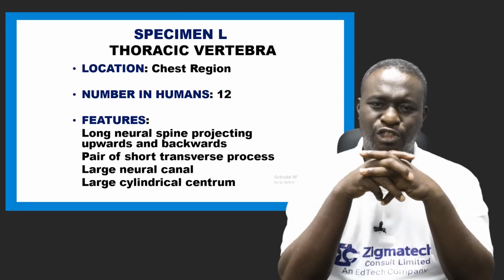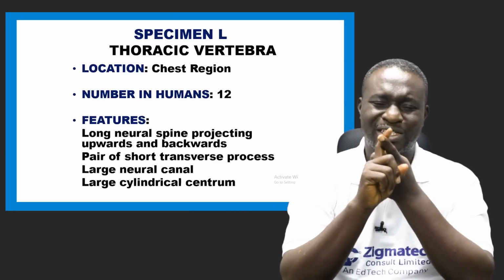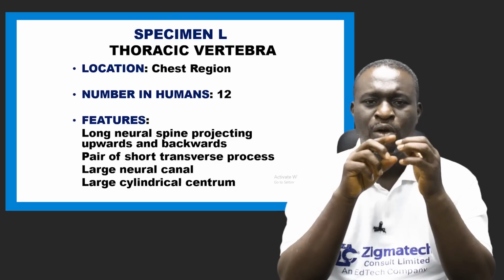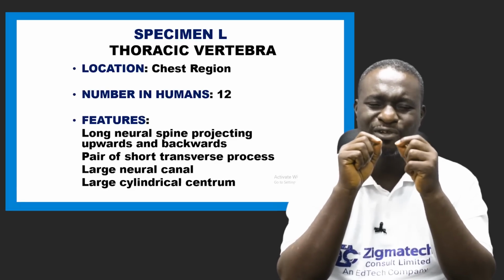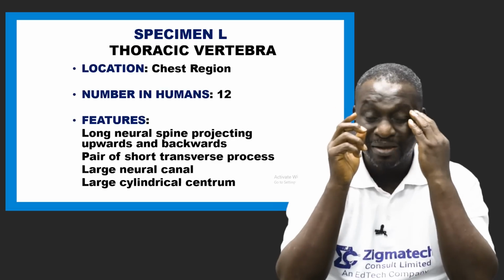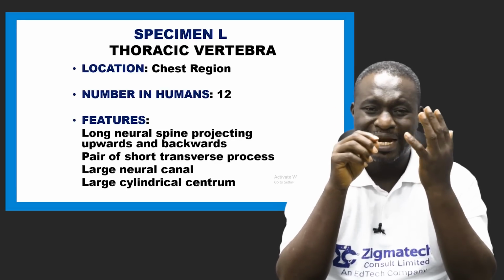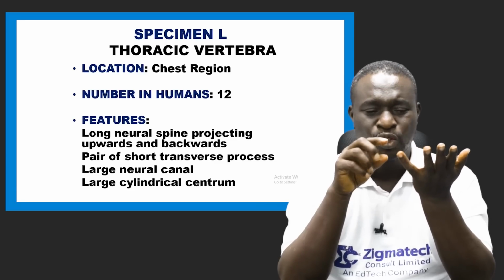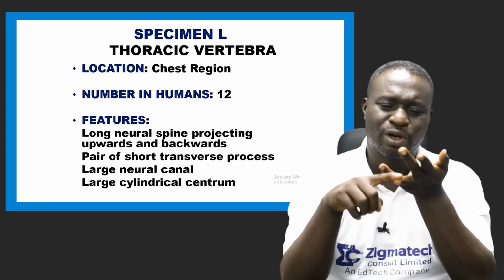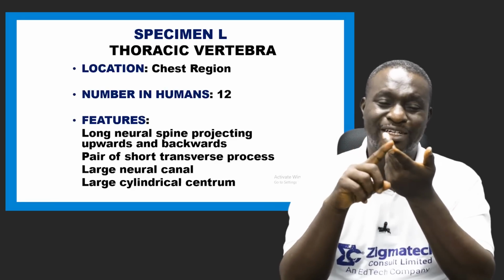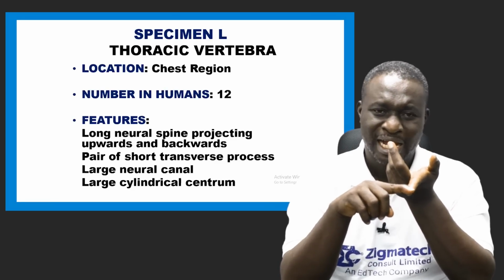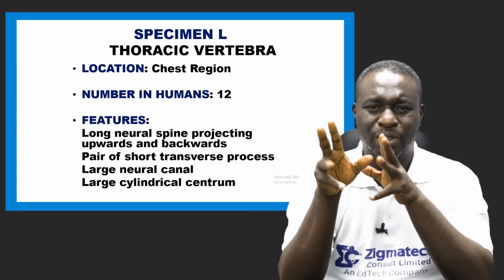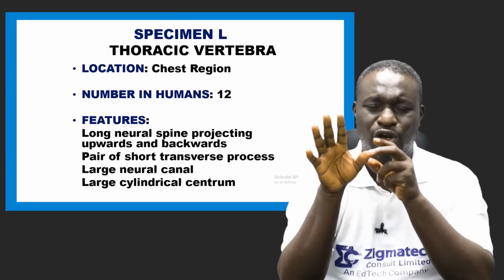Now let's look at some of the features of the thoracic vertebra. The thoracic vertebra has a neural spine. Please, again, when drawing the diagram of any vertebra, it is important you note there are key parts you should always label. One is the neural spine. We have the neural canal, we have the centrum, we have the transverse process. Very important. And that's the area I'm going to be talking about based on the features of the thoracic vertebra.